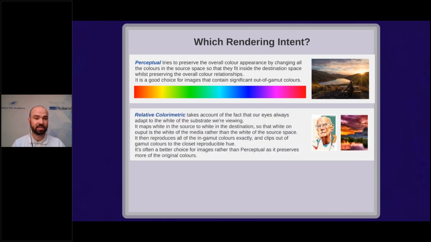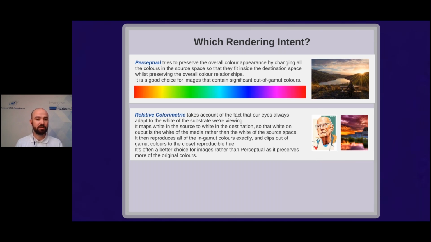Relative colorimetric takes into account the fact that our eyes adapt to the white of the substrate we're viewing. It maps the white from the source white, so from the file, into the destination, so that the white on the output is the white of the media rather than the white of the source space. If that makes sense. It then reproduces all of the in-gamut colors exactly, as we mentioned, and it just brings in the out-of-gamut colors to their closest reproducible hue.